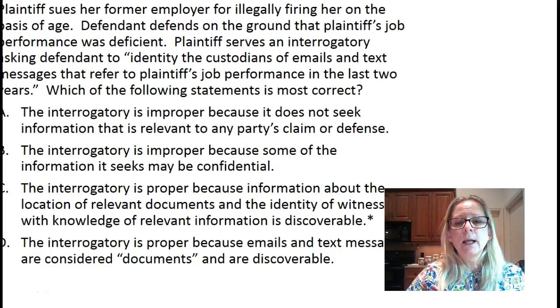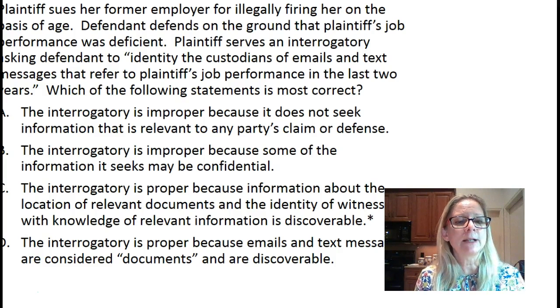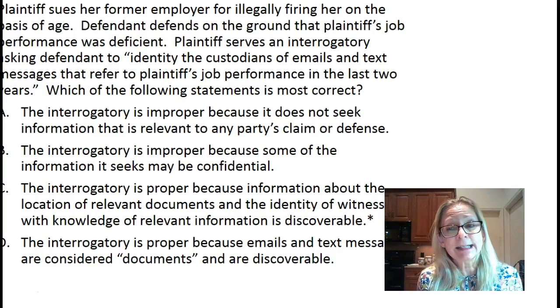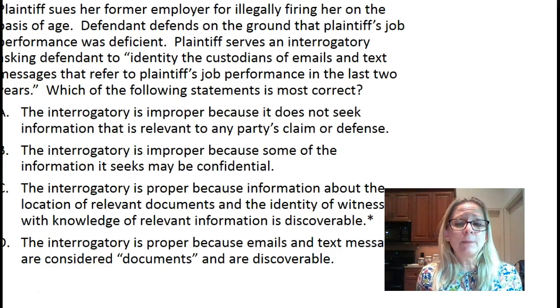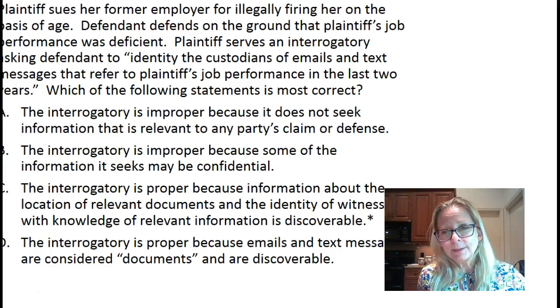So, the correct answer is C. The interrogatory is proper because the information about the location of relevant documents and the identity of witnesses with knowledge of relevant information is discoverable. And I'm going to get to why that is on the next slide.